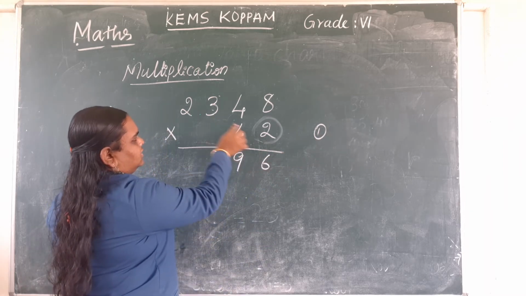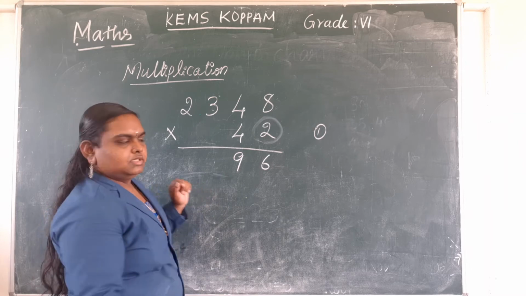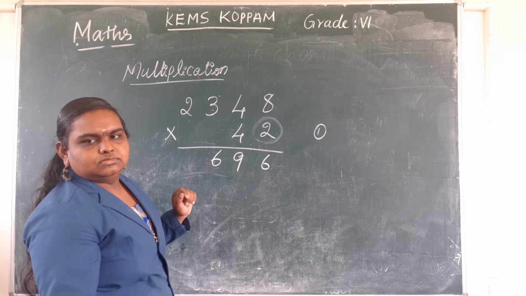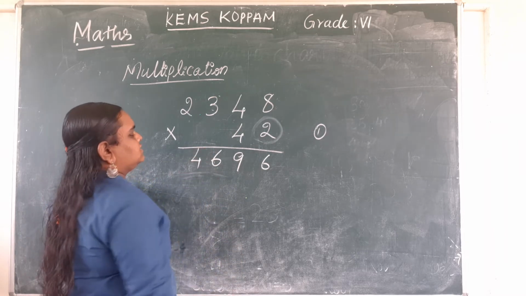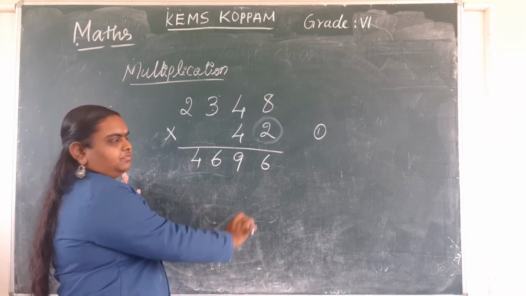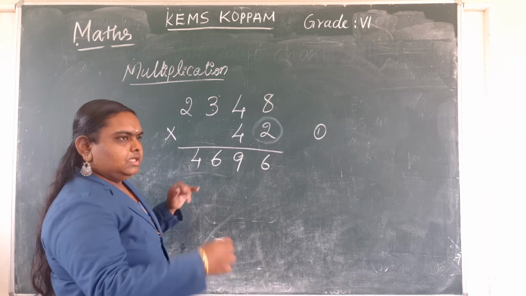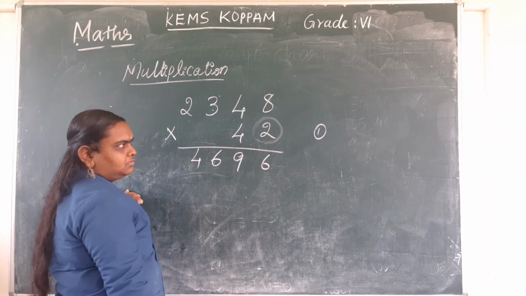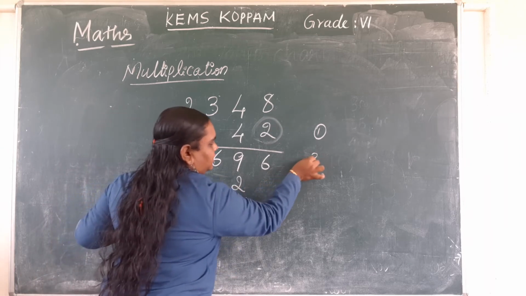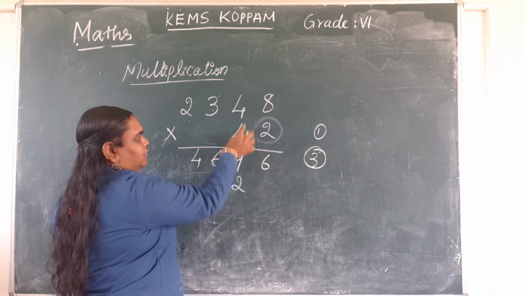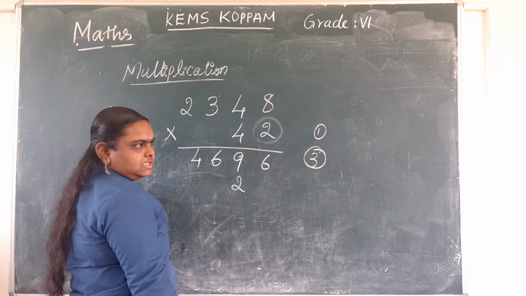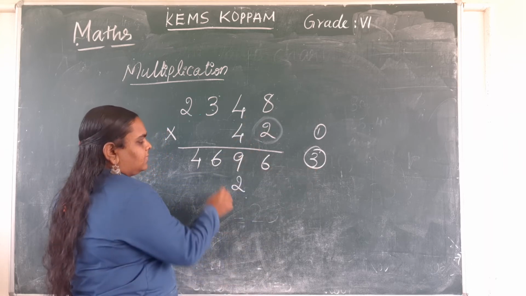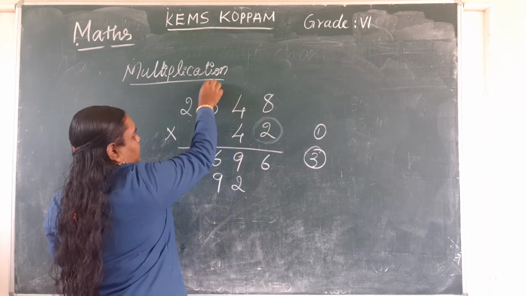Okay. Next step. 3 twos are 6. 2 twos are 4. Yes. Okay. We got the answer for multiplying by 2. Next we are going to multiply with 4. So 8 fours are 32. Remaining 3. Next 4 fours are 16. So 4 fours are 16. 16 plus 3. Yes, 19. So remaining 1.